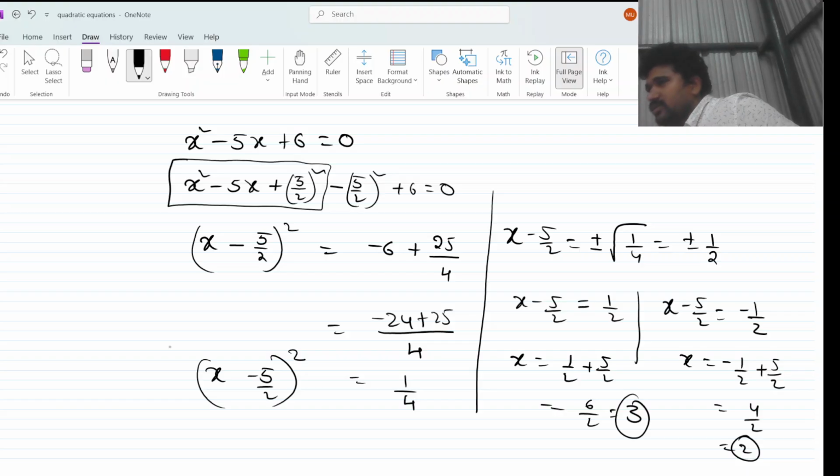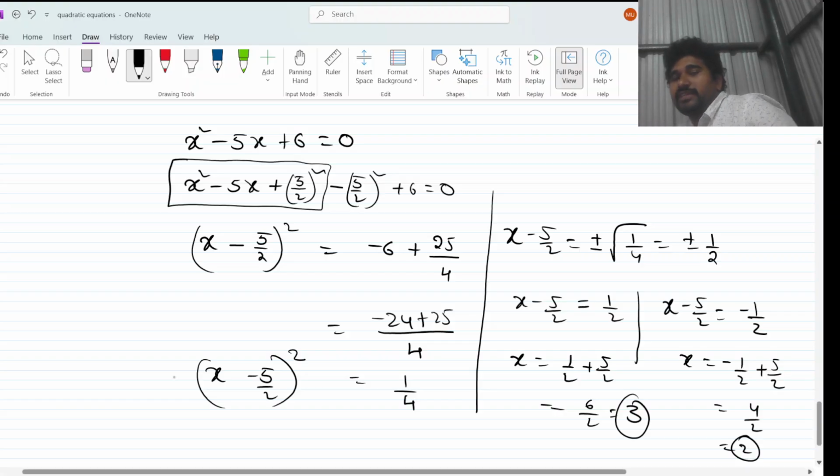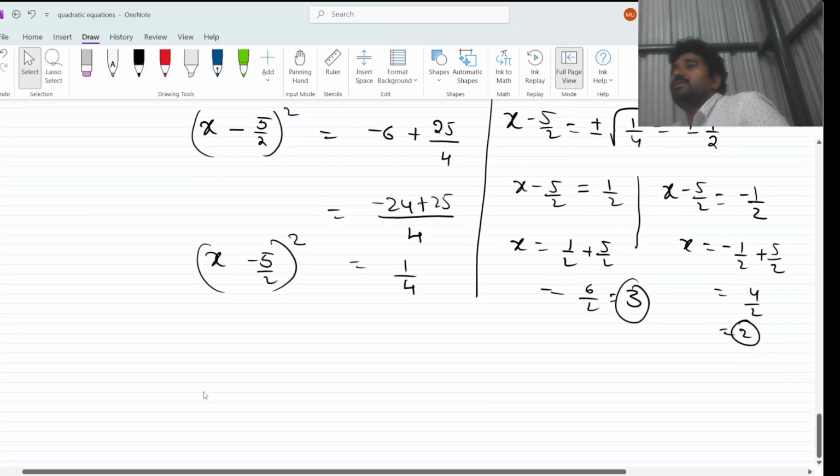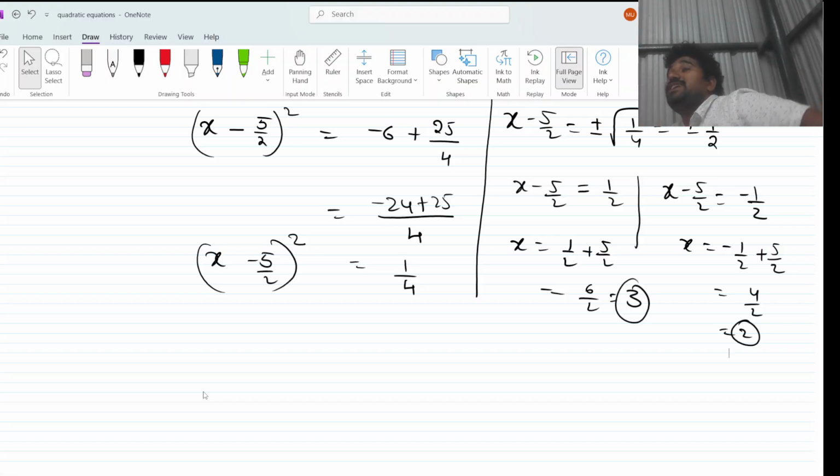Yes or no? So in the next class, before doing the roots, they will ask some kind of questions. Find the k. If this is the root, find the k. This is the root. That kind of questions will be there. That kind of questions we will work out tomorrow, in the next class.